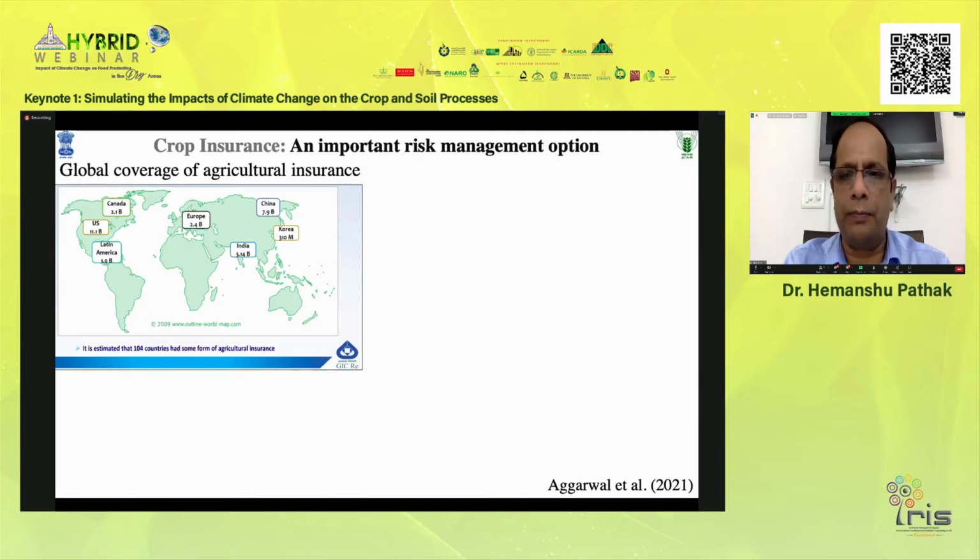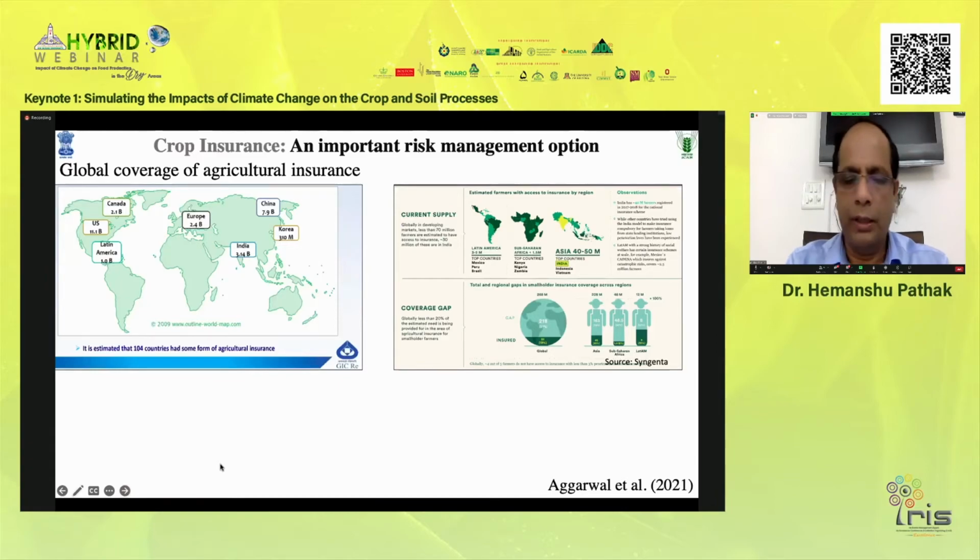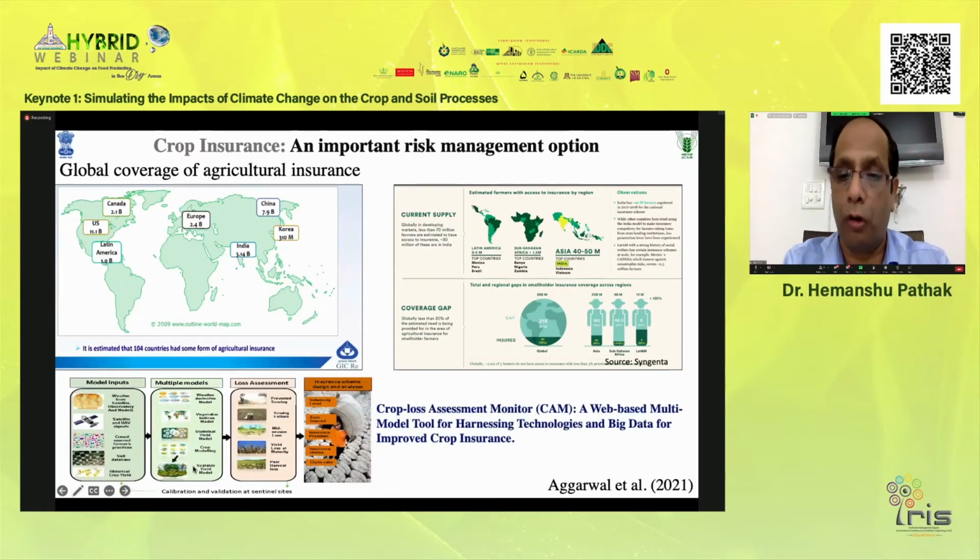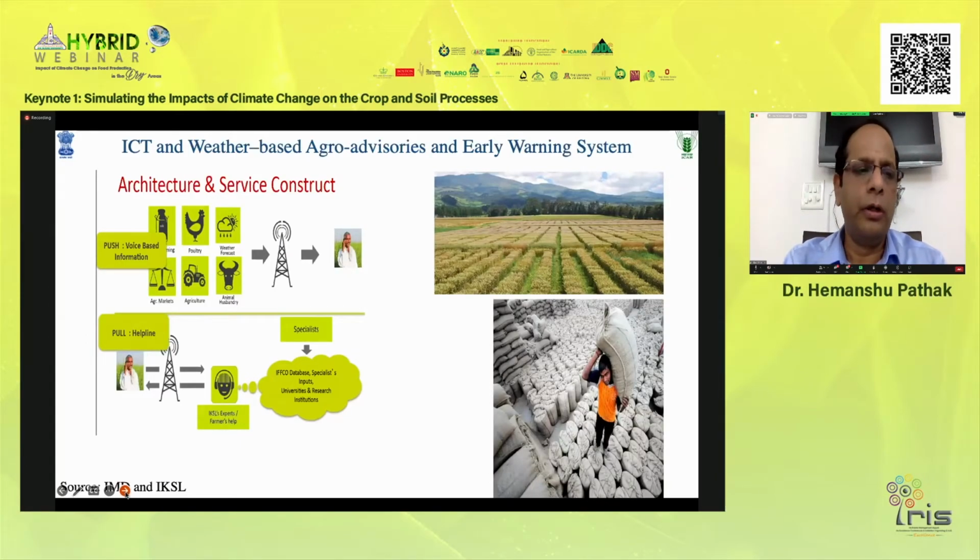Colleagues, you also know that crop insurance is one of the very important options, not only in the scenario of climate change, but also climatic variability and climatic aberrations. And at present, more than 104 countries are using some kind of insurance system. But what we observe is that if we can use some of these models, like for example the crop loss assessment monitor, CAM, then your estimation of crop loss and the compensation you are going to give to the farmers is going to be more precise, more accurate, and that is going to help not only the farmers, but also the insurers and the government of the country. So these are some of the very good examples of how models can be used.